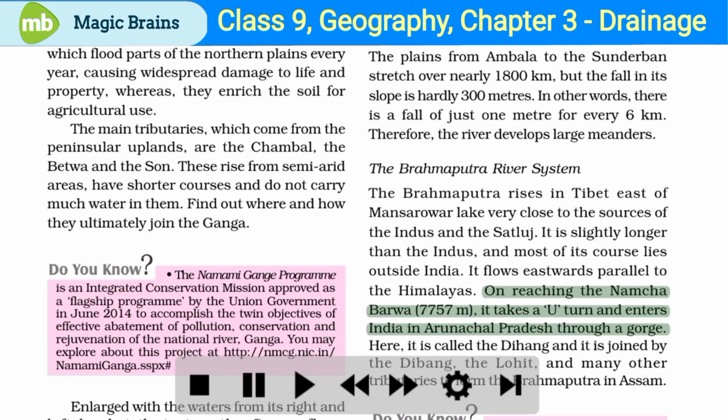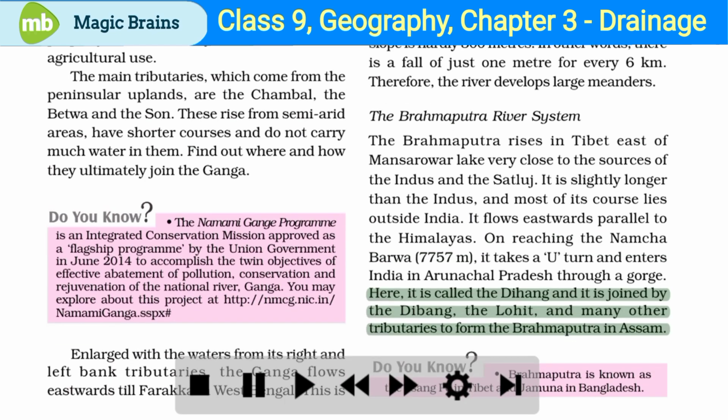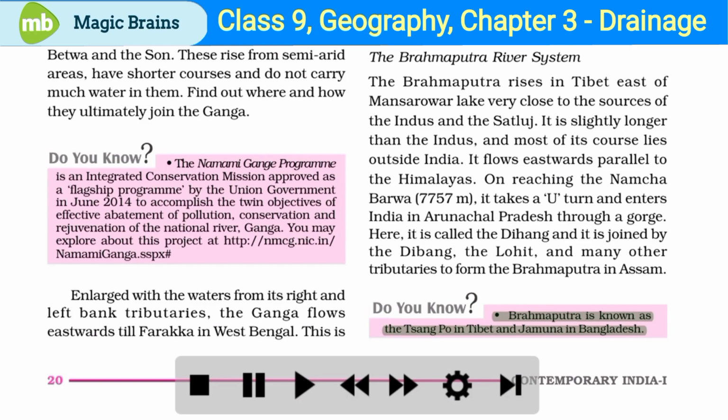On reaching the Namcha Barwa, with an altitude of 7,757 meters, it takes a U-turn and enters India in Arunachal Pradesh through a gorge. Here, it is called the Dihang, and it is joined by the Dibang, the Lohit, and many other tributaries to form the Brahmaputra in Assam. Do you know the Brahmaputra is known as the Sangpo in Tibet and Jamuna in Bangladesh?